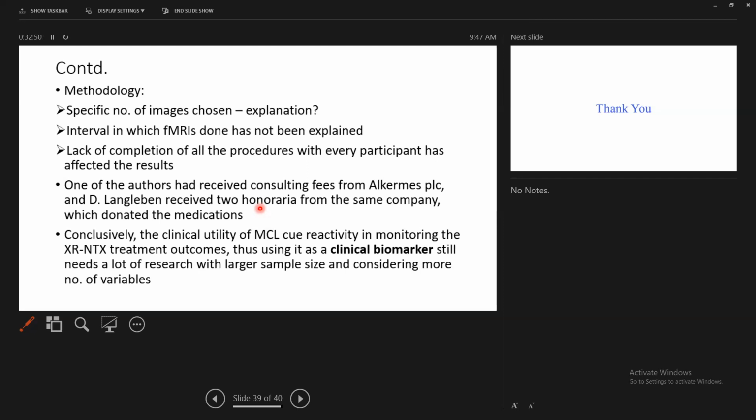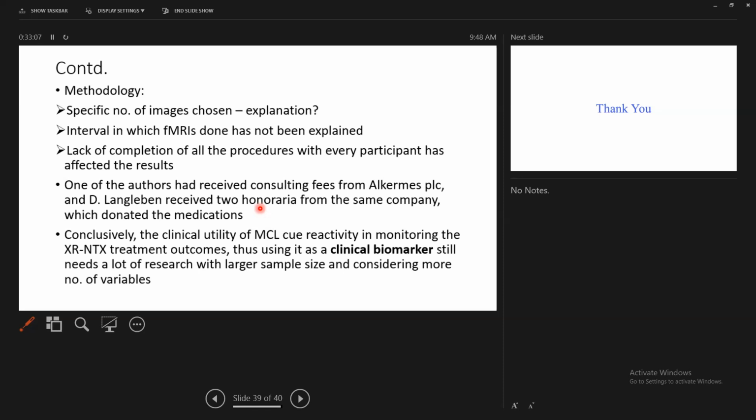Ma'am, partly satisfactory. They have told that we have done this, but it was not mentioned in the main text. Basically, it was a gist. Although we did not tell that the authors received consulting fees, they already mentioned it, so we did not tell it. Okay.